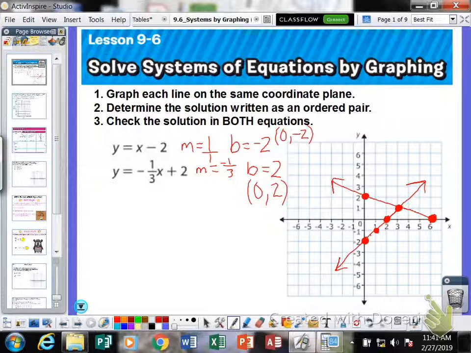Again, when you're connecting these points, make sure you're using a straight edge. I'm just freehanding it, but if we want our graph to be exactly accurate, we want to use a straight edge and make it as straight as possible.